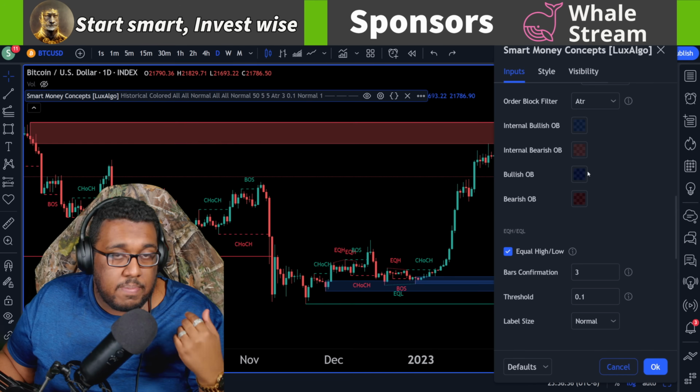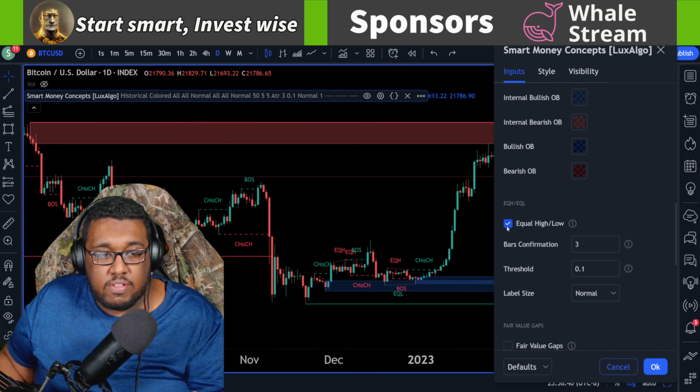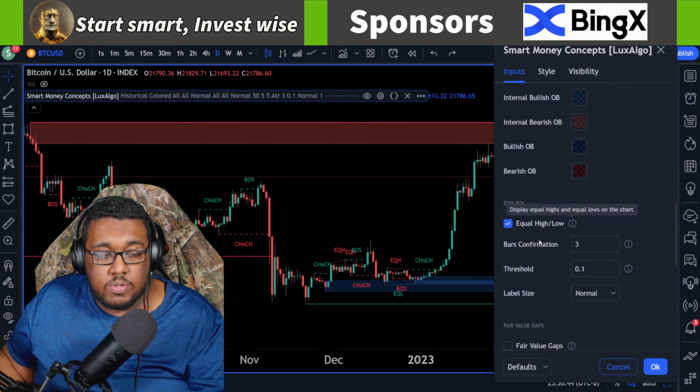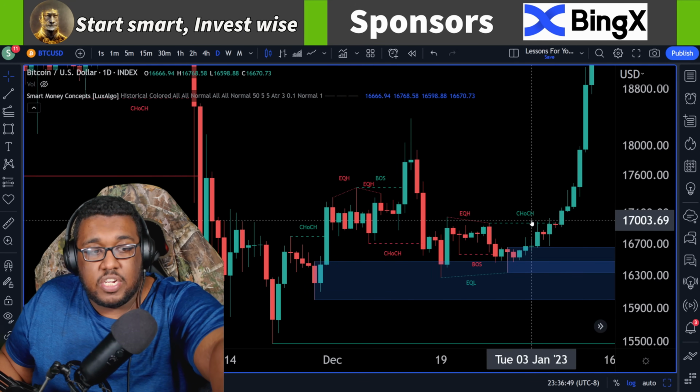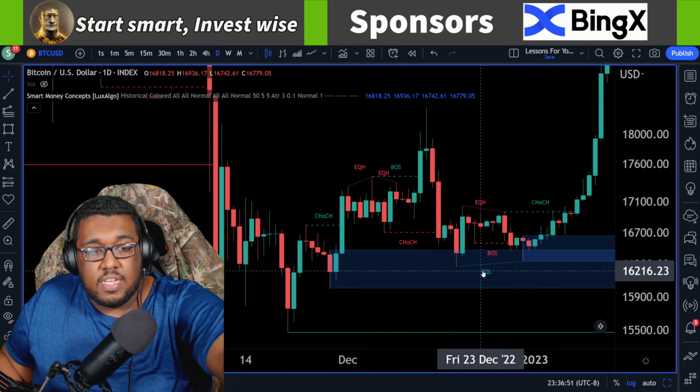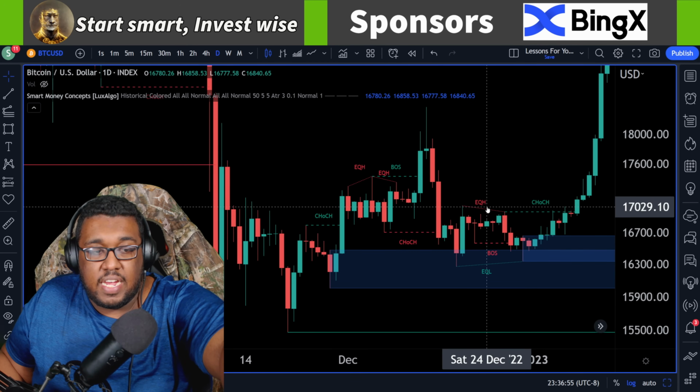After you've changed the colors to match your liking, or maybe you haven't changed them at all, you're going to see this next checkbox right here that says equal high low, okay? Displays equal highs and equal lows on the chart. That's what the other two signals you've been seeing, besides the change of character and the BOS, are: the equal lows right here, EQL, and the equal highs right here, EQH, okay?